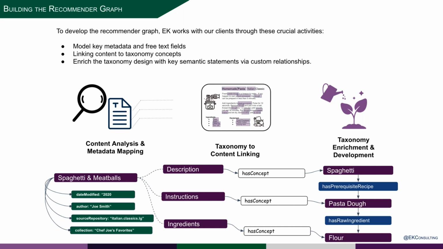And that's where you're seeing in this middle step, right? Which is we need to be able to link our taxonomy concepts to our content. And so if we have topics in our taxonomy about food, like spaghetti, pasta dough, flour, you're seeing here, we want to be able to understand how those connect to unique pieces of content, and have it modeled in our data. And this is where we're getting to building that knowledge graph, right? Being able to say, okay, spaghetti and meatballs is about spaghetti. The instructions are talking about pasta dough, and one of the ingredients is flour in this case.